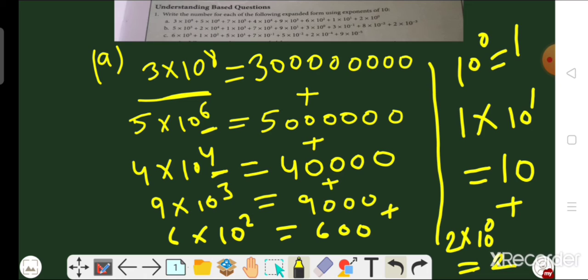The remaining parts of this question are the same as this. Try to do them by yourself. We will move on to the next question. So the next question is the second question. In the second question, what do you have to do?